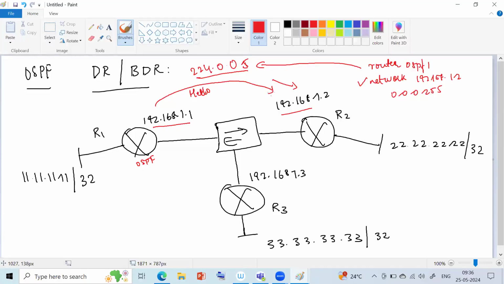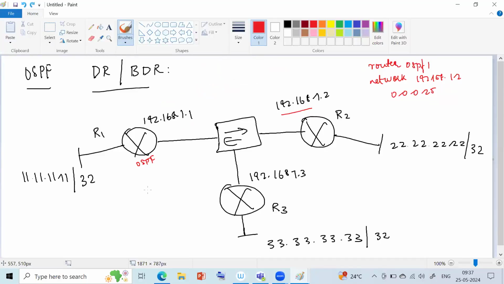Now, when it hears the hello message, it can only reply when I give a network command, right? When I give a network command on this particular subnet, it also sends a hello message, and this time it would be directly to R1, right? So they become OSPF neighbors. Once they are neighbors, we will be able to advertise whatever networks we need, right?